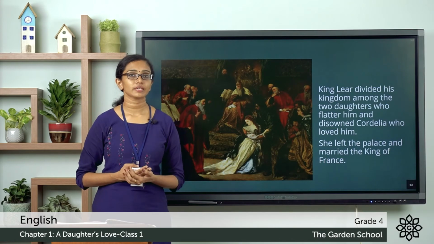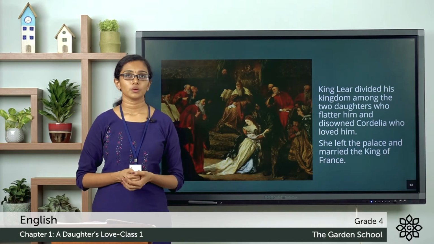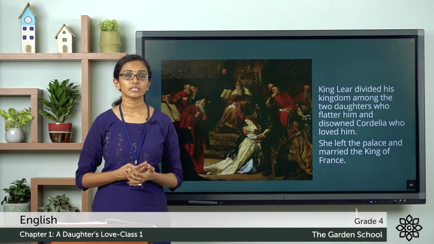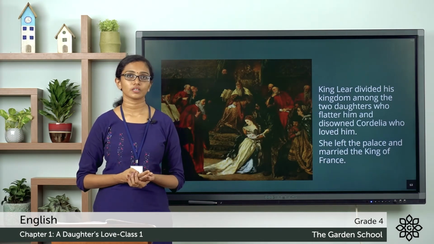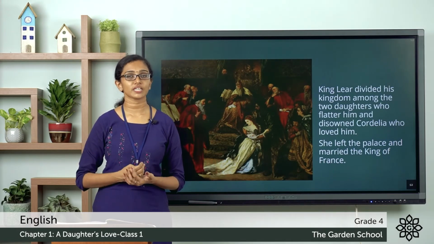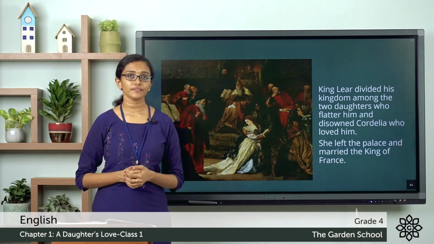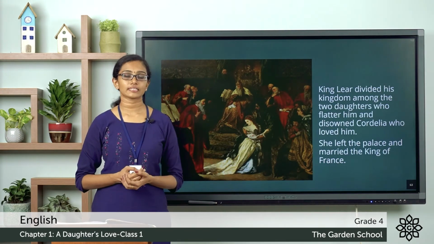So while this was happening in the palace, the King of France was also present there. While King Lear thought his daughter did not love him or was not true to him, the King of France felt Cordelia is simple and honest. She didn't know how to flatter people. She was very genuine. So the King of France liked her and wished to marry her. To this, Cordelia agreed, and together they left for France.